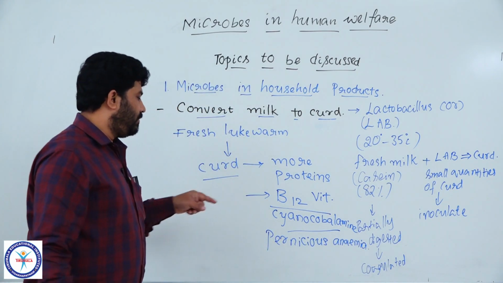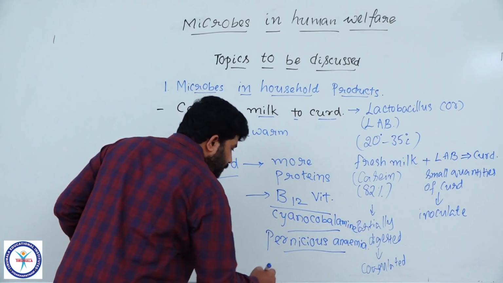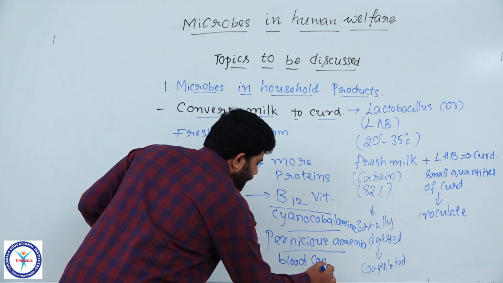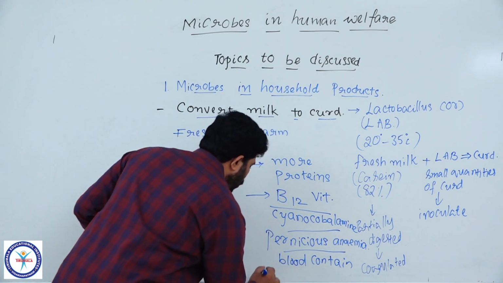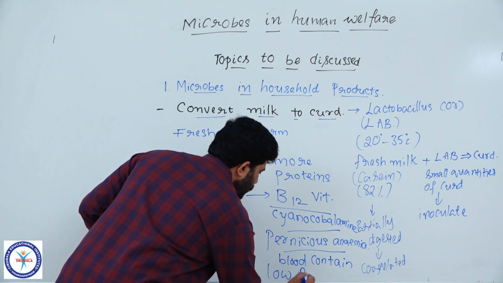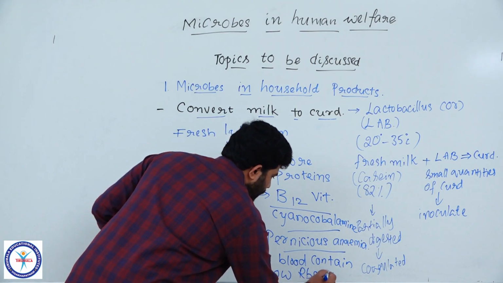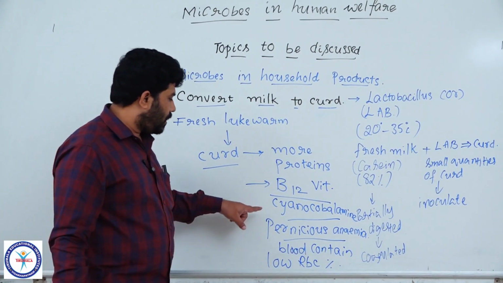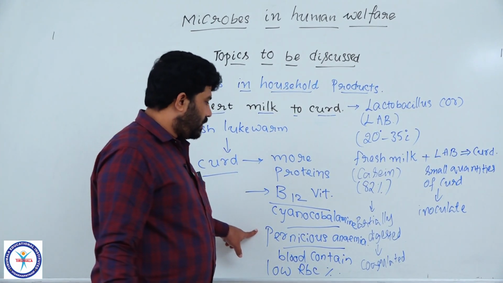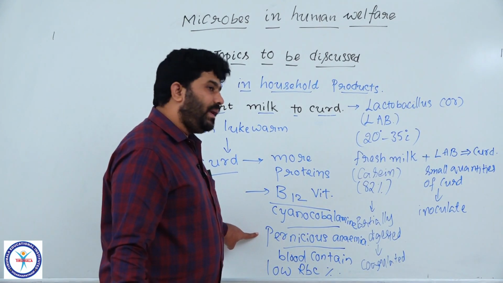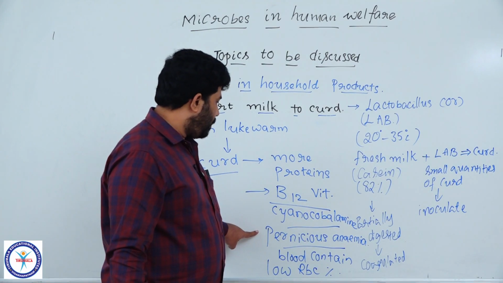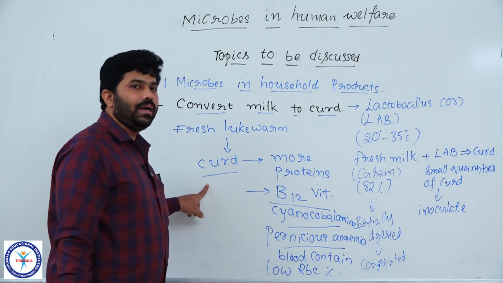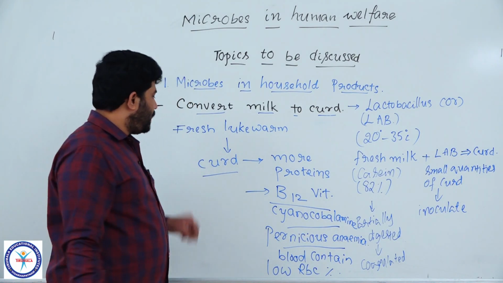Pernicious anemia means the blood contains a low amount of RBC, a low RBC percentage. This particular condition of a human being is called pernicious anemia. It is somewhat dangerous. It is decreased or stopped by a sufficient amount of vitamin B12, which is naturally available in the curd. Understood? And it is a very important factor.